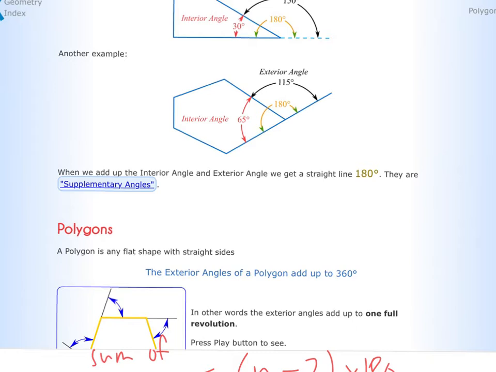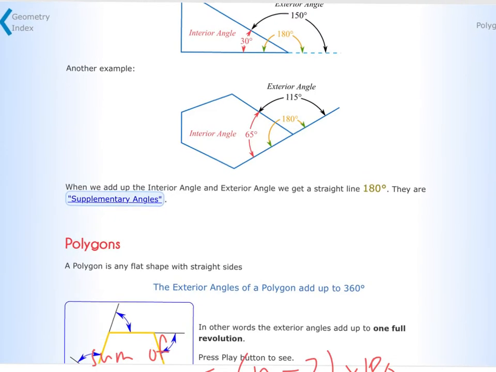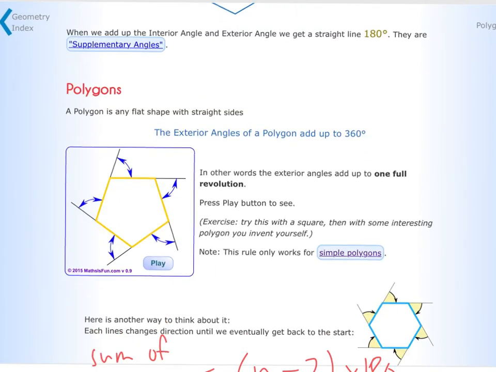So we know about the sum of interior, we know what an exterior angle is, and we know that interior plus exterior add to 180. What about the sum of exterior angles? Well, a polygon is any flat shape with straight sides. The exterior angles of a polygon add up to 360 degrees. In other words, the exterior angles add up to one full revolution.